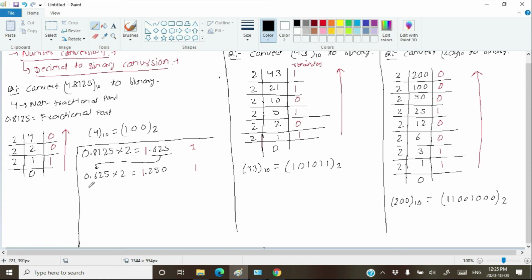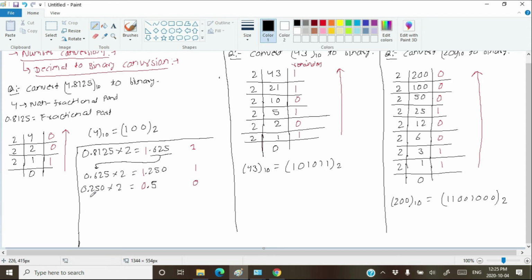Next, what you have to do is multiply the remaining fractional part by 2 and you will get 0.5. So write the non-fractional part using red color and write here 5. So we got 0.5 as the result of multiplication. The non-fractional part is 0, so write here 0 as your result.